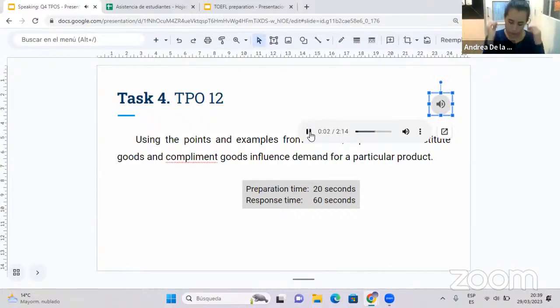Listen to part of a lecture in an economics class. So when we talk about the demand for a product, we're referring to how much consumers want to buy it, right? And often the demand for a product is influenced by its price. The more expensive it becomes, the less chance that people will want to buy it. Okay, but that's not the whole story. Sometimes the demand for a product can also be influenced by the price of other related products.